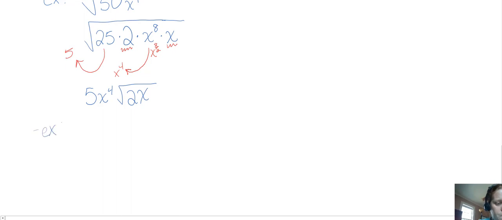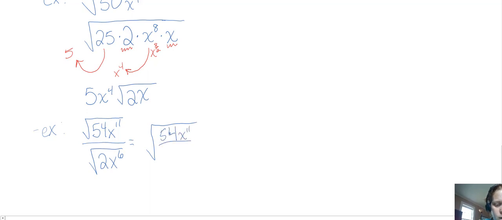Okay, last one. So this one is going to be a quotient rule. So now I have a square root over square root. So on top, I have square root of 54x to the 11th. And on the bottom, I have square root of 2x to the 6th. So this is a combination of doing the quotient rule and also simplifying. I could do this a few different ways, but it's probably going to be easier to first combine these and divide.